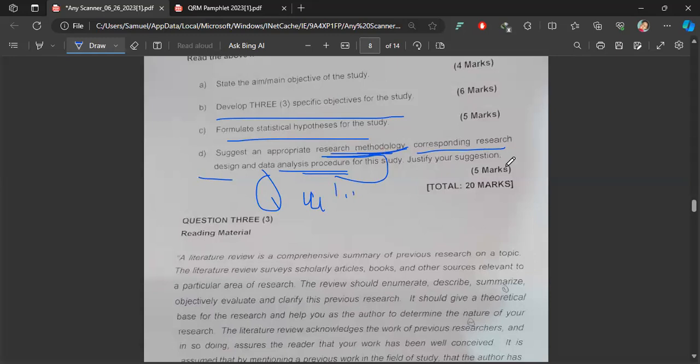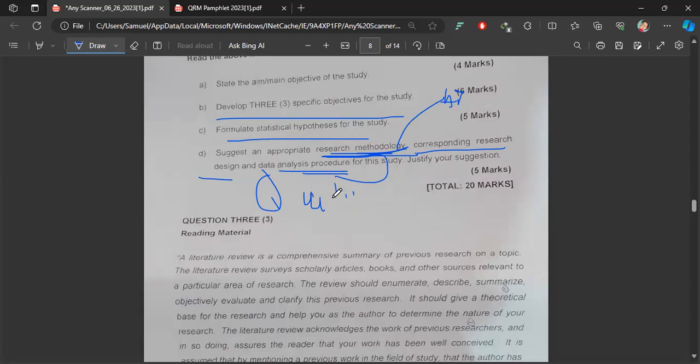Then what is the corresponding research design? I've already justified why it's qualitative. So what is the corresponding research design? So let me make this clear again. A research design is not mixed. It's not qualitative or quantitative. A design is different from your methodology. The research methodology is the same as the research approach. It's different from your research design.